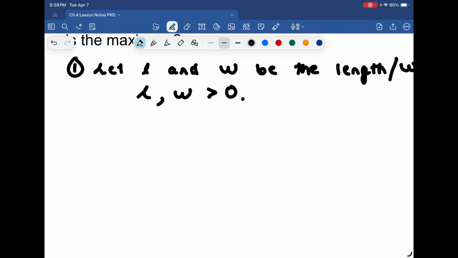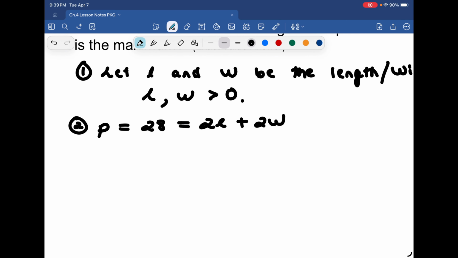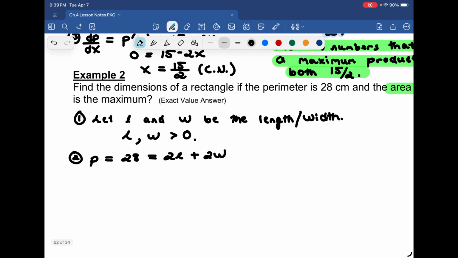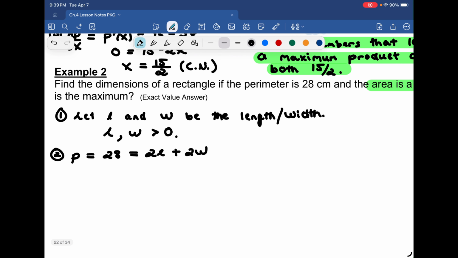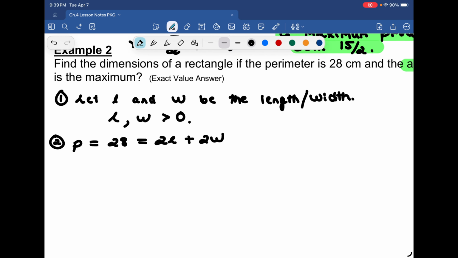Okay, now from here, we're going to go to step number 2. Well, they gave us some information about the perimeter. The perimeter is equal to 28, which is equal to 2 lengths plus 2 widths. Now, the reason we're going to start with the perimeter and then move to the area is you always start with the equation of the information they gave you. So if the perimeter is 28 and we don't know about the area, we're going to start by using the perimeter to get this in terms of one variable.